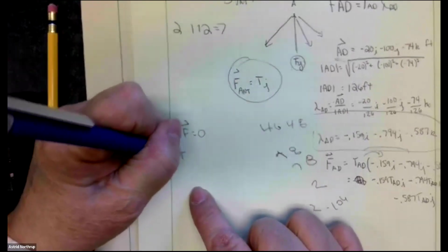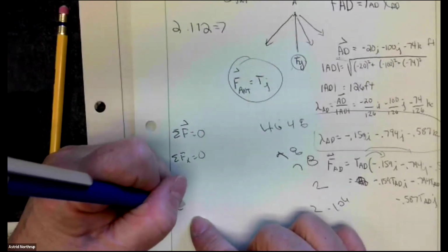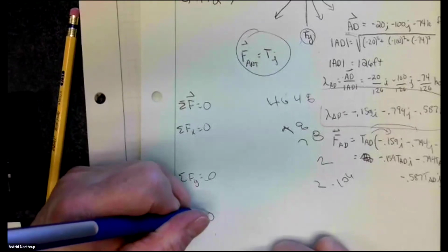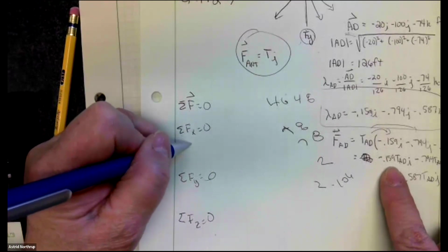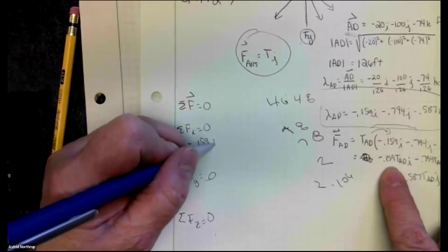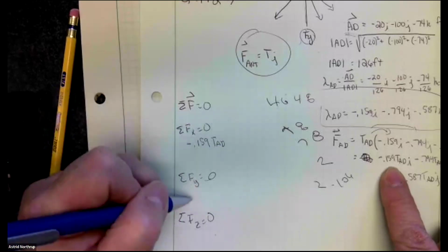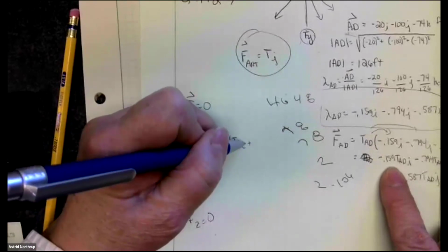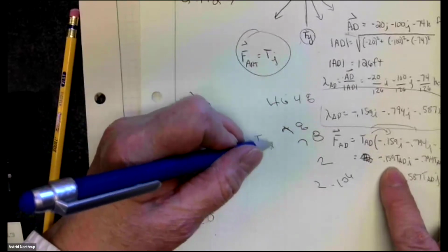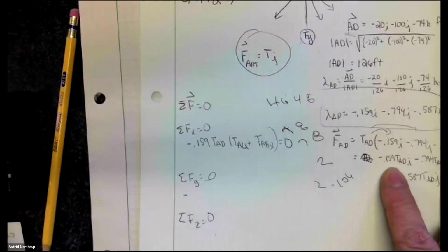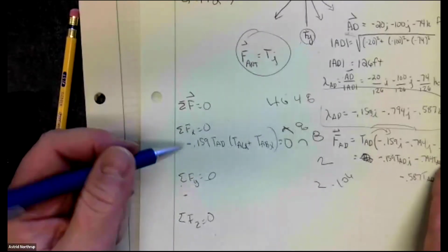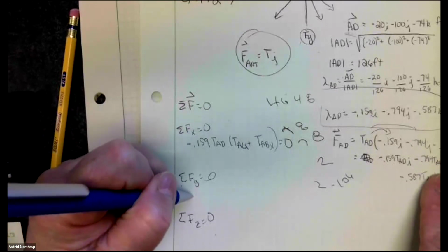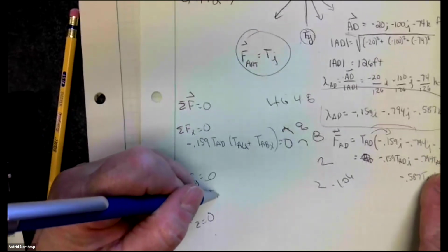So we would break this up into summation of forces X equals 0, summation of forces Y equals 0, and summation of forces Z equals 0, right? Then the component over here would be minus 0.159 TAD, TACX, TABX, equals 0.